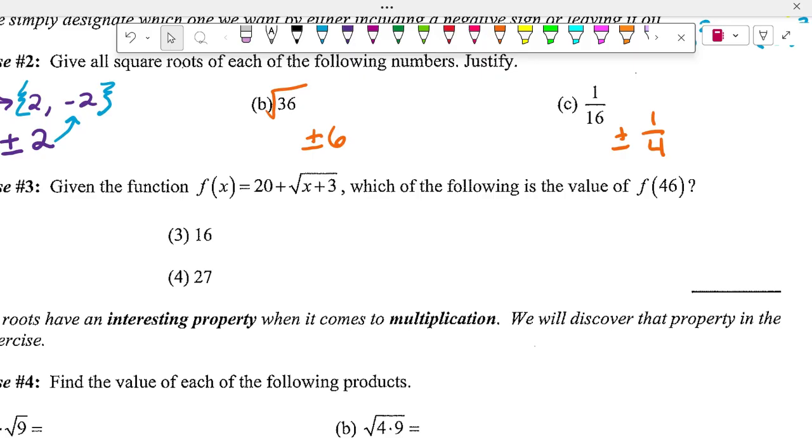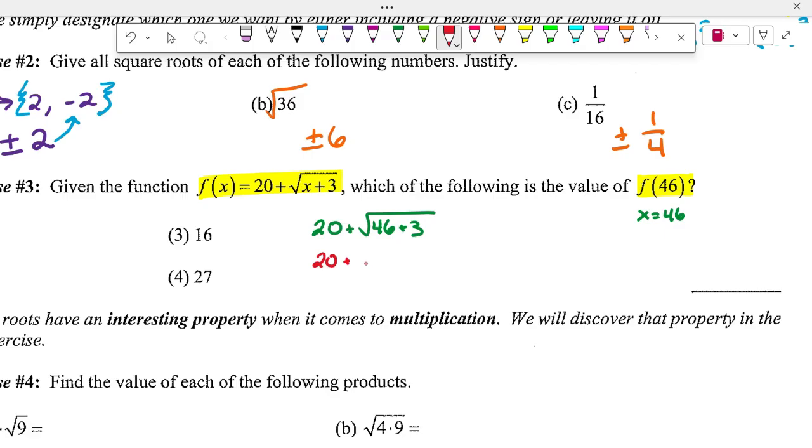Okay, now this next one. They gave us a function, and they asked us to find f of 46. What am I technically doing with that 46? Plugging it in for x. So we're finding x is 46. So I have 20 plus the square root of 46 plus 3. Now, technically speaking, the radical acts as parentheses. So we actually have to do what's under the radical first. So that would be 49.